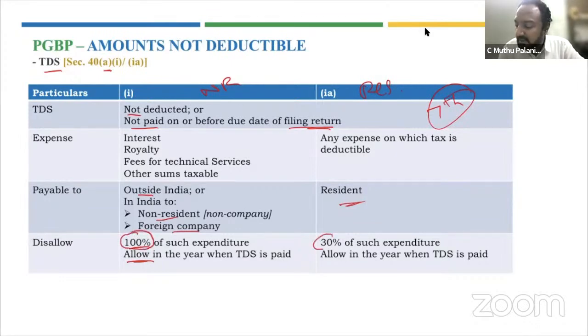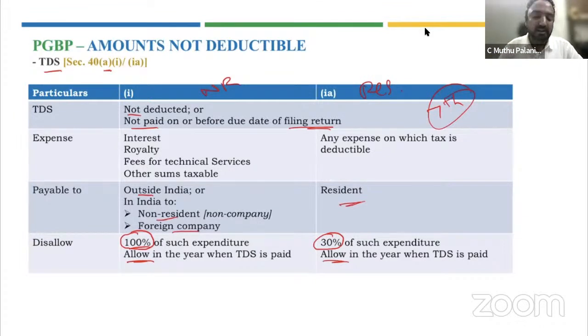What about domestic? It is 30%. So for any payment to a resident, 30% of such expenditure is disallowed. Here also it is allowed when subsequently paid. So it's a very simple policy. TDS for non-resident: if TDS is not deducted, or deducted and not paid, the entire expenditure will be disallowed. But if it is towards a resident for any expense, then 30% of such expenditure will be disallowed. So this is the comparison between non-resident TDS non-compliance and resident non-compliance. So these two are what we are going to discuss.